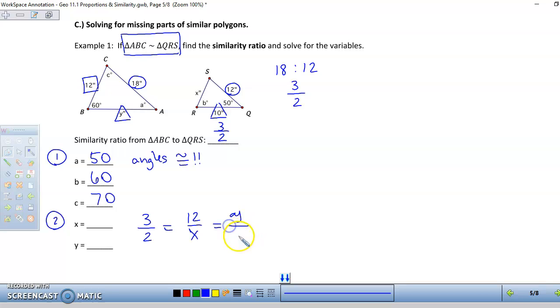So Y over 10. Okay, we're about to run out of time. So what you're going to do is use this to solve for X and Y, and then we'll talk about it when we return to class.